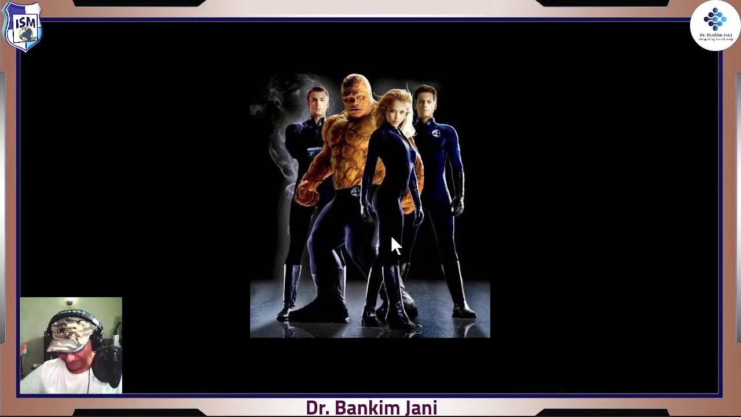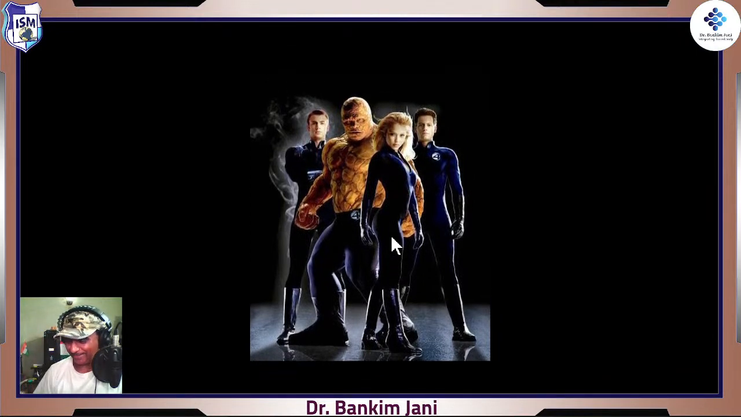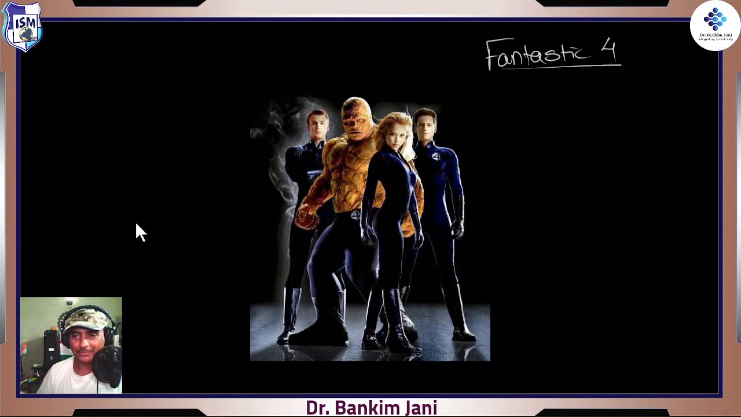I like this figure. I don't know where I got this. I know this is a movie. This is Fantastic Four. But see, these Fantastic Fours, somehow they are associated with all our mastication muscles.